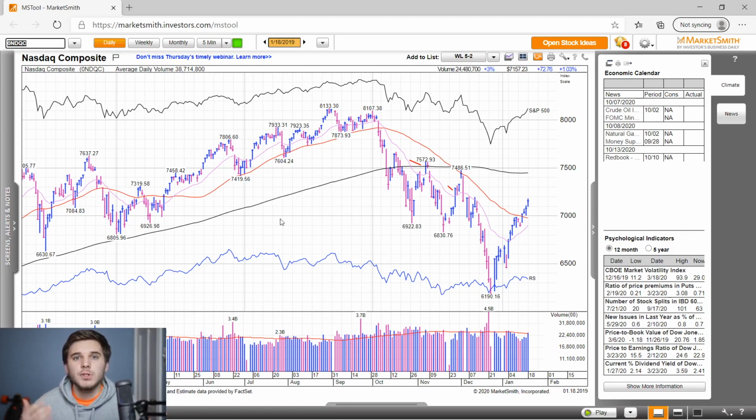So first things first, what is a follow-through day? Well, a follow-through day is a day where there's a gain of 1% or greater on either the Nasdaq Composite or on the S&P 500, where the volume is greater than the previous day's session. And this day must occur at least 4 days from the potential bottom of that rally.